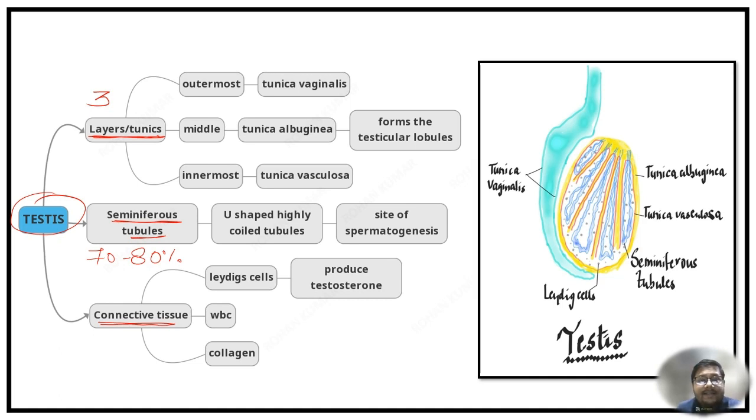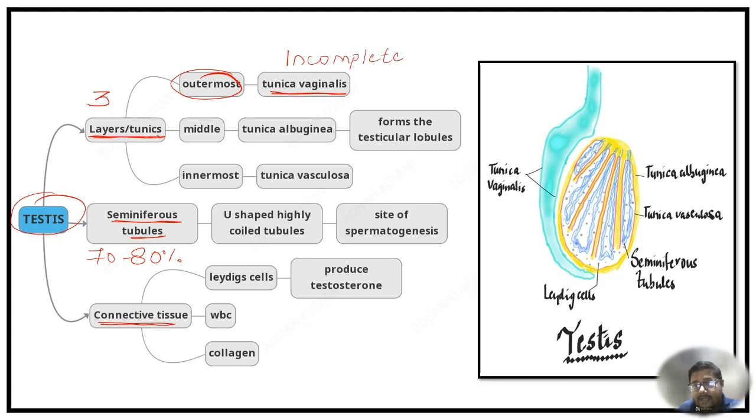The testis is covered by three different layers. Moving from outside to inside, that is, from outside of the testis towards the seminiferous tubule, we see three different layers. The outermost layer is called the tunica vaginalis. In this diagram, this is the tunica vaginalis. You can notice that the tunica vaginalis is an incomplete layer.